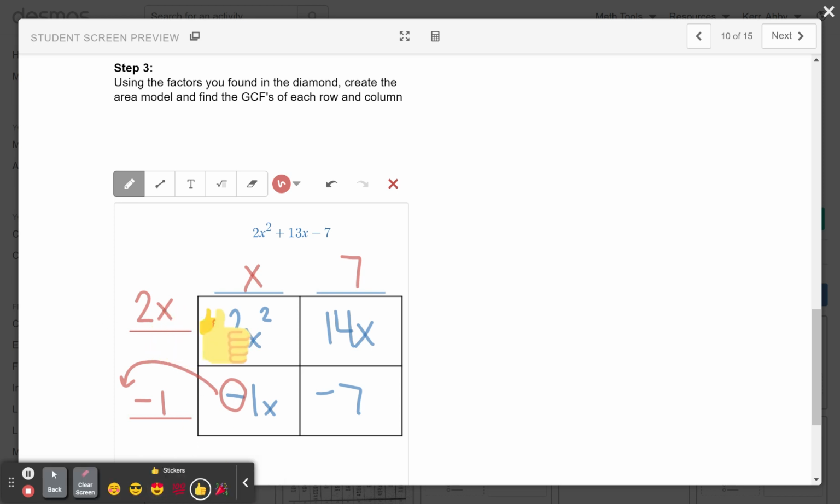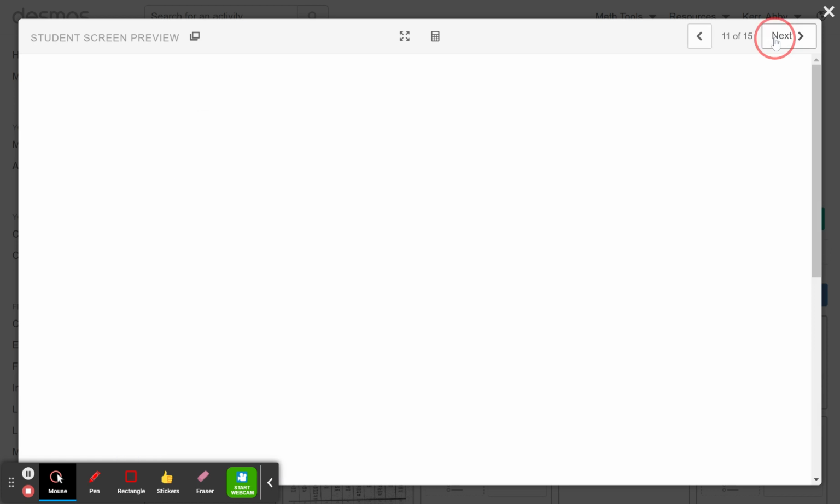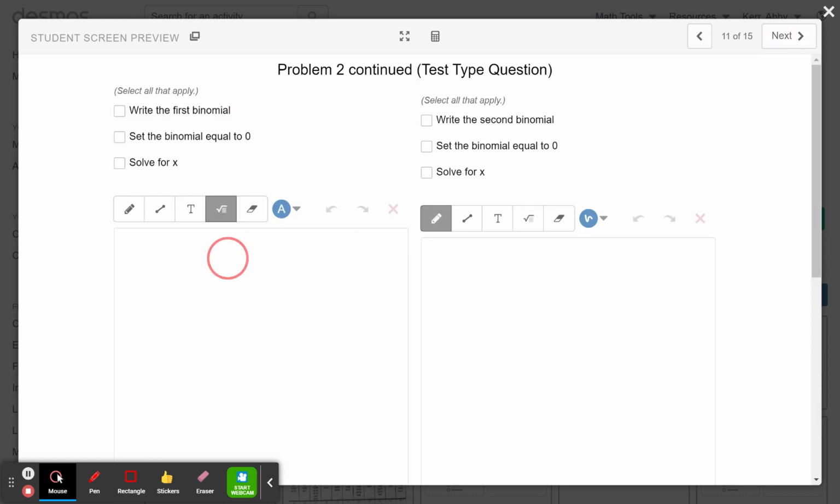2x times x gets me 2x squared. 2x times 7 gets me 14x. Negative 1 times x gets me negative 1x. And a negative times a positive gets me that negative 7. So now we're just wrapping the red factors into the binomials. Double check. Fantastic. I like to separate them by copying and pasting. You do you, it does not matter.